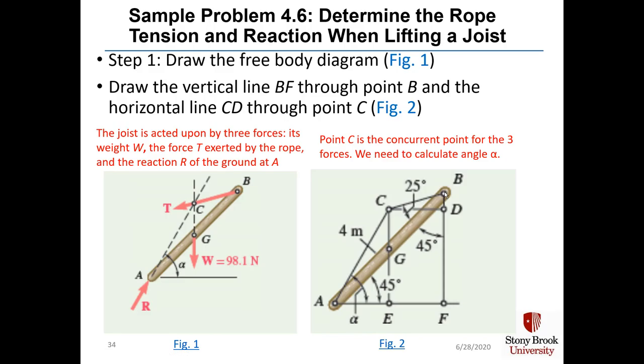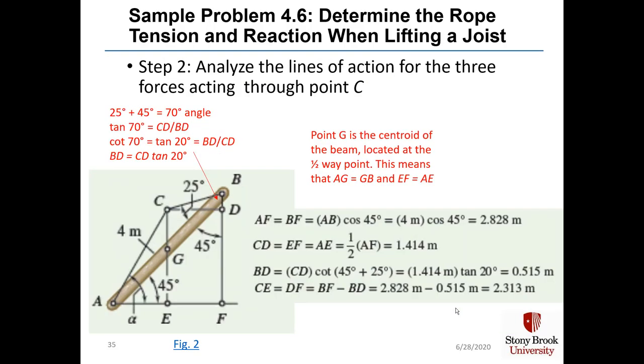We know that the joist is 4 meters long, and that's between points A and B. We don't know what angle alpha is between AC and the ground, but we're going to need to figure that out in order to draw the proper force triangle. Now we'll analyze the lines of action for the three forces acting through point C. Before we do that, we'll figure out some other angles and algebraic relationships.